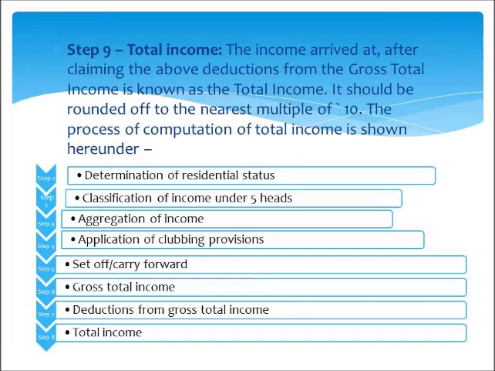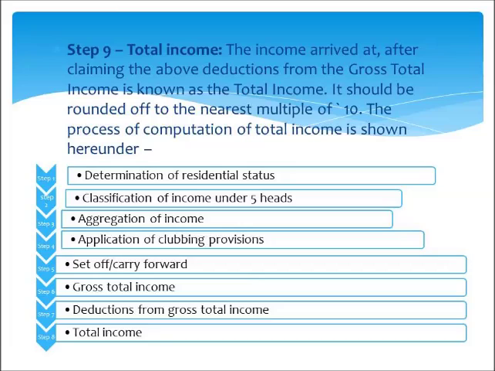Step number 9, that is total income. The income arrived at after claiming the above deductions from the gross total income is known as the total income. Now, after claiming all the deductions as we discussed in the previous slide, we come to a figure known as the total income. Now we are proceeding towards the end of our steps. We started with knowing the residential status and then dividing income into various heads, excluding the exempted income, and so on. We have reached the last step, and that is how we will calculate the total income. After deducting all the deductions from the gross total income, we will arrive at the total income.